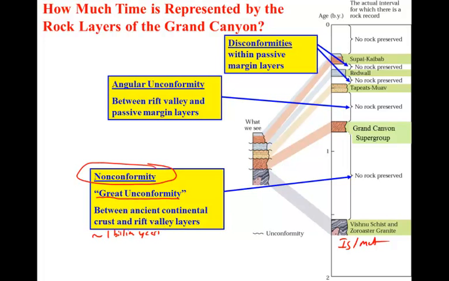representing the time it took for this area to go from a collisional plate boundary with a mountain range to a divergent plate boundary with pull-apart basins from continental rifting. Between the Grand Canyon Supergroup, whose layers are tilted because they're formed by sinking of a fault, subsidence of basins along normal faults, we have an angular unconformity between the tilted Grand Canyon Supergroup and the flat layers of the passive margin.